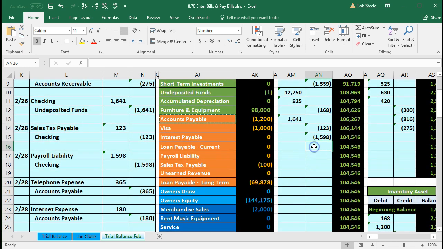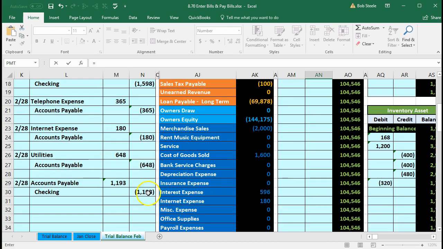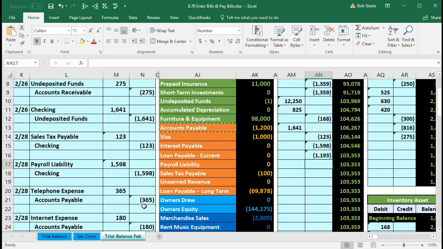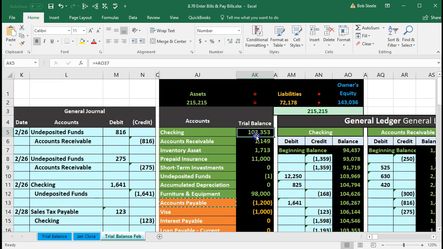Let's do that now. We are in AN16. We're saying equals. We're scrolling down just a bit. We're pointing to that 1,193 and enter. That brings the balance in the cash account to 103,353. That amount also found on the trial balance, 103,353.